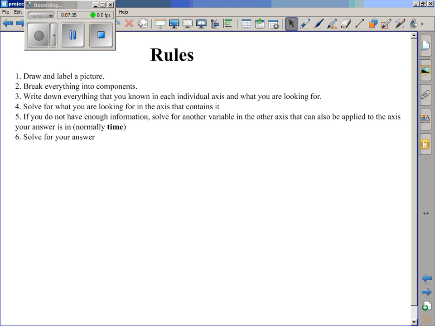If you do not have enough information, there isn't enough information given to actually solve for what you're looking for, jump to the other axis. Solve for something that is also in the axis that you were originally in. Most of the time it's going to be time. Plug that in, step 6, now you can solve.